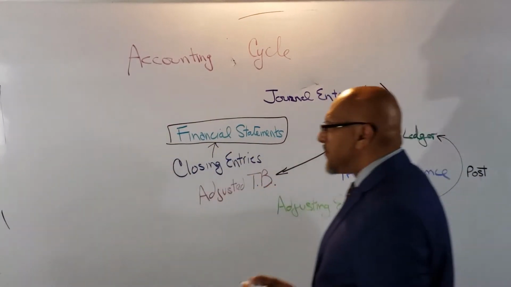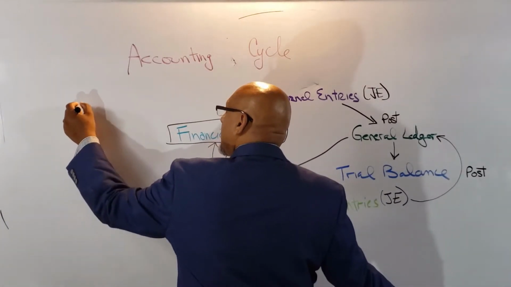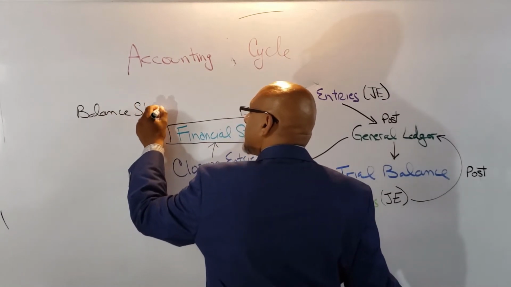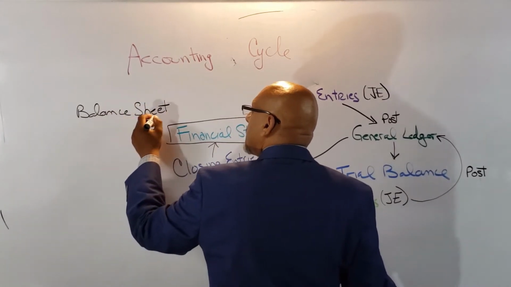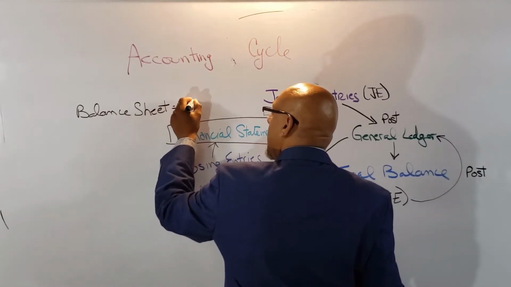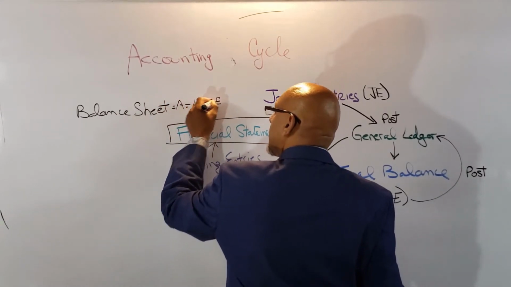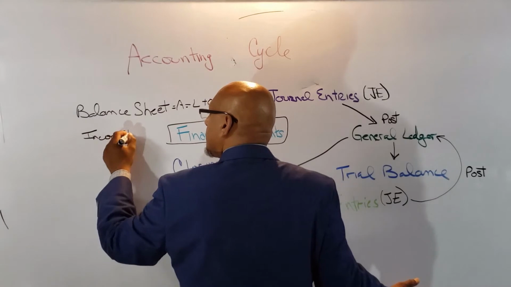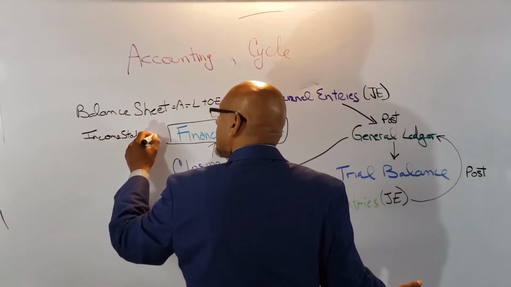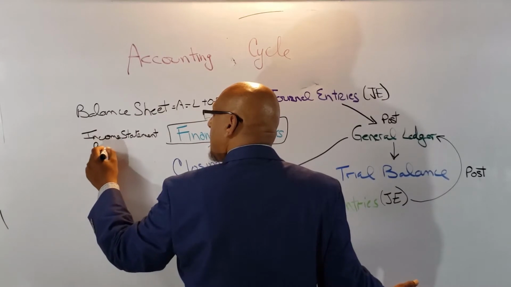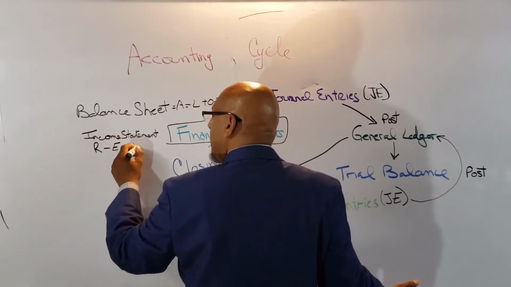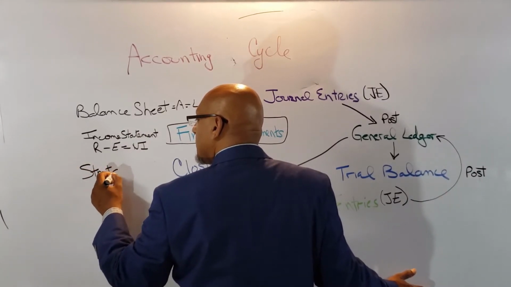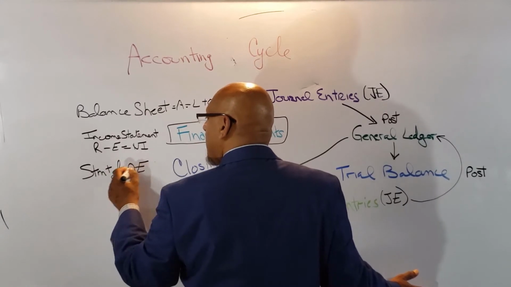Now the financial statements are the balance sheet, which is the A equals L plus OE, the income statement, which is summarized as R minus E equals NI, and what's called a statement of owner's equity or stockholders' equity.